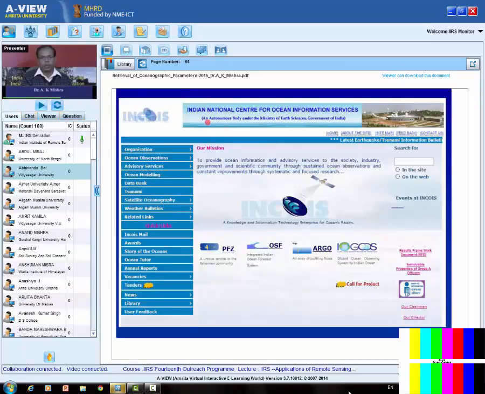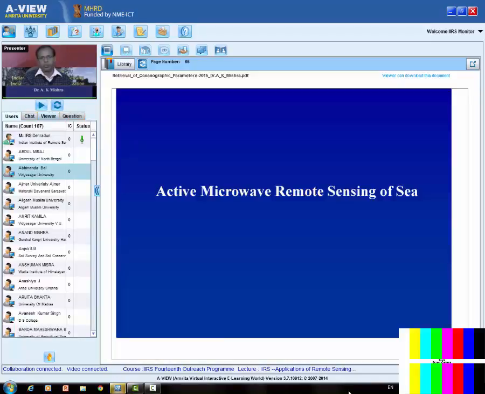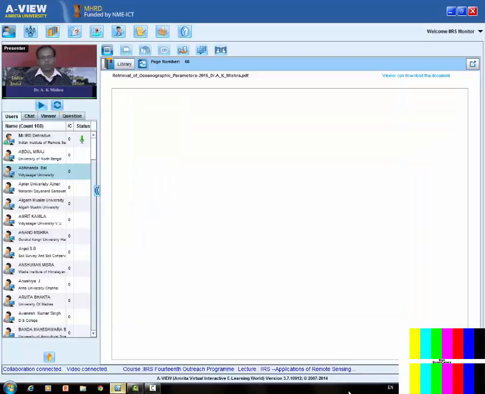And this is the Indian National Center for Ocean Information Services, which carries out the potential fishing zone forecasting activity, apart from many other forecasts also being carried out from the center. Now I will tell you about the active microwave remote sensing of the sea.